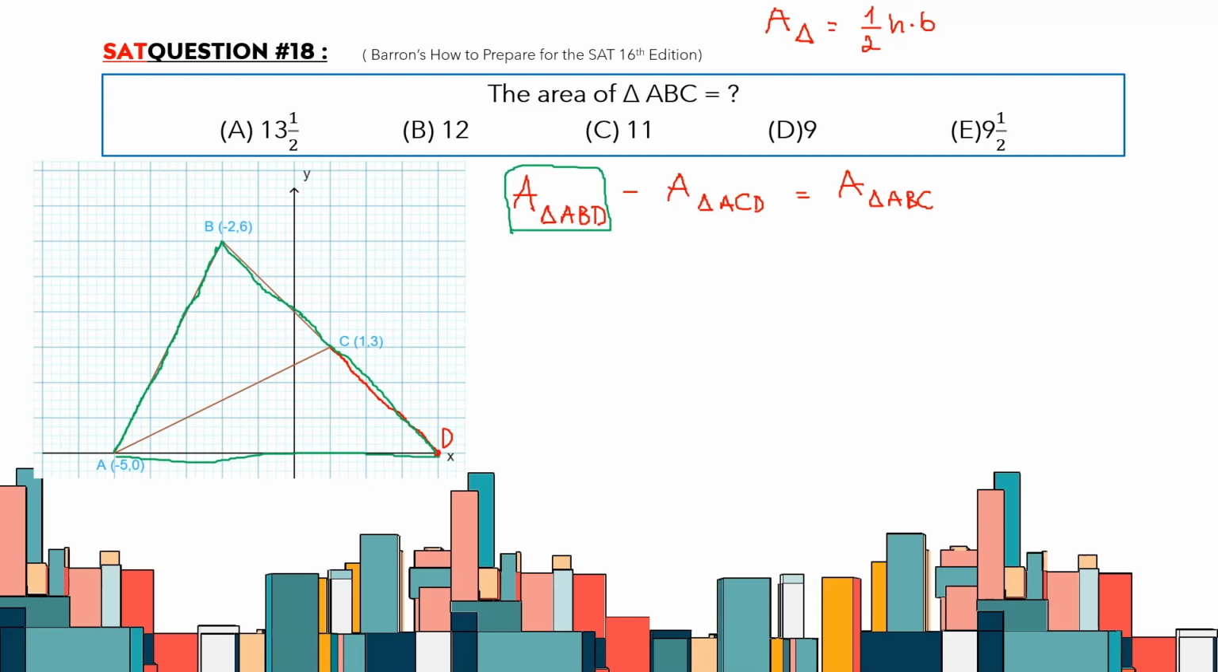And we subtract the smaller triangle ACD, that's the purple one, to get the area of the triangle ABC. Okay, so that is our target, right?